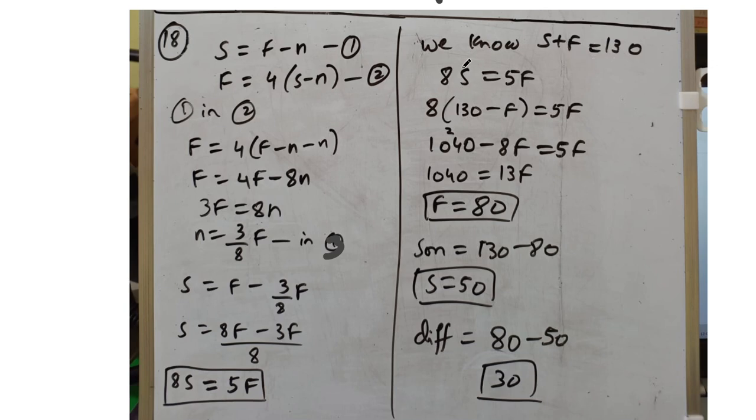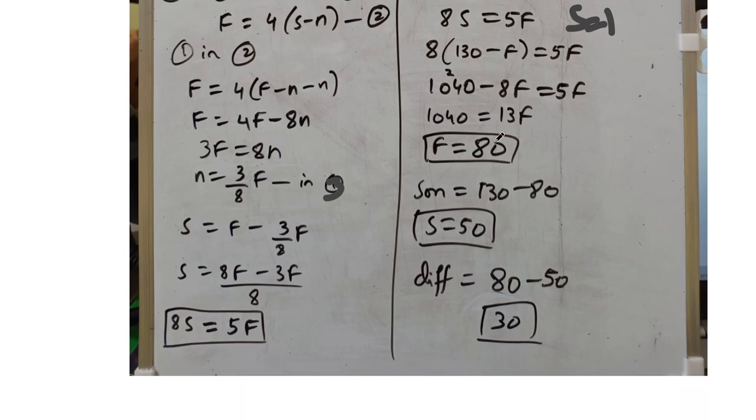Now we can say s is equal to 130 minus f, because when we take it to the right hand side it becomes minus f, right? So s is equal to 130 minus f. Substitute that value here and you will get f is equal to 80. So father's present age is 80 years.